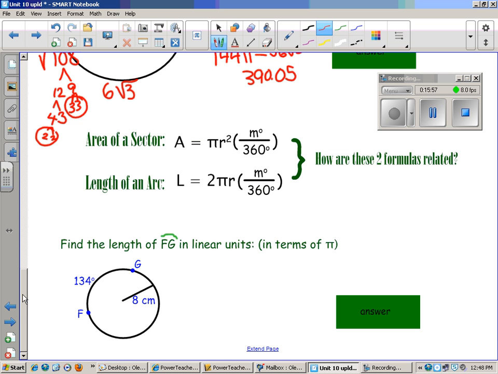All right, so to find the length of FG, to find the distance we'd have to walk from F to G, or an ant would have to walk. This is only 8 centimeters, so it's pretty small. You do 2 pi r times the percent that you're covering. So 134 out of 360. Okay, and make sure you put that in parentheses.